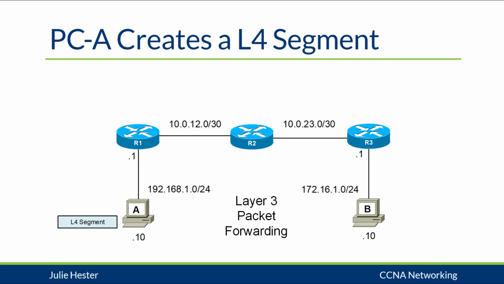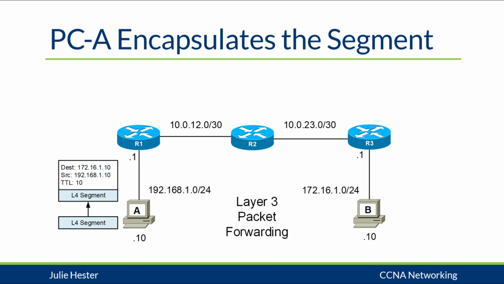Let's see an example of how a Layer 3 packet travels through a network. Here, PCA sends a message to PCB across 4 networks with 3 routers. First, PCA creates a Layer 4 segment and passes it to Layer 3. PCA encapsulates the Layer 4 segment into an IP packet containing a destination IP address, a source IP address, and TTL. The destination address is PCB's, and the source address is PCA's. Here, TTL is 10. PCA forwards the packet to the first router, R1.